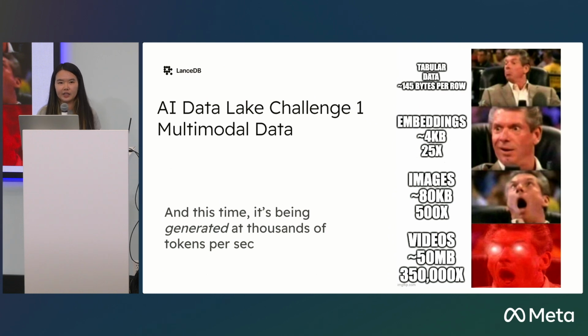The first one is that we're facing multimodal data. Previously, tabular data was really small, about 145 bytes per row. But when we come to embeddings, when we try to generate more numerical representations of the task information, the embeddings normally take around 4 kilobytes. It's 25 times larger. And later on, we also have images and videos, which are much larger than tabular data.